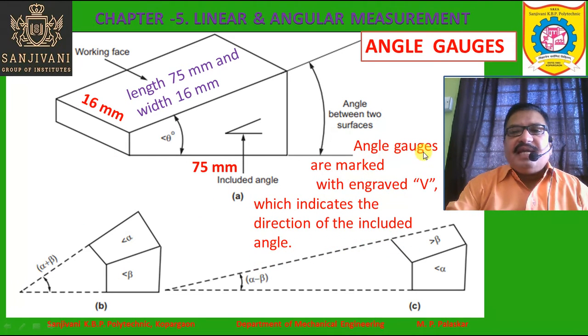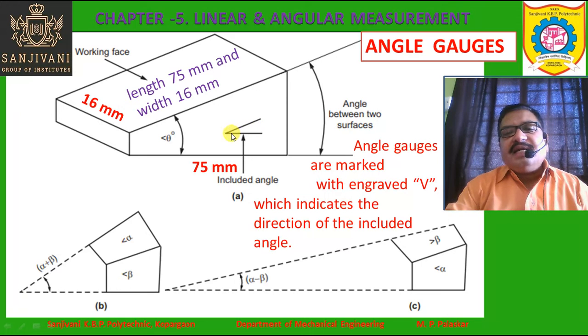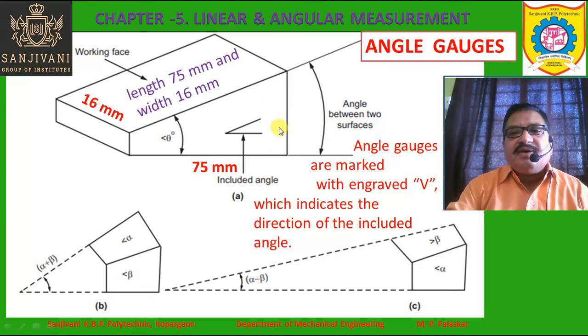We have seen that the angle gauges are marked with an engraved V. So this is the engraved V. Angle gauges are marked with an engraved V, which indicates the direction of the included angle. So this V helps us to detect the direction of the included angle. Which is the included angle, whether this one or this one or this one, we may be confused.